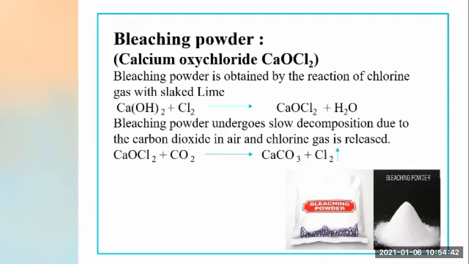Okay, so CaOCl2, that is calcium oxychloride, plus CO2, that is carbon dioxide, both react together to give us CaCO3, that is calcium carbonate, plus Cl2, that is chlorine gas released. But remember, the decomposition process which goes on in the presence of carbon dioxide is very slow.